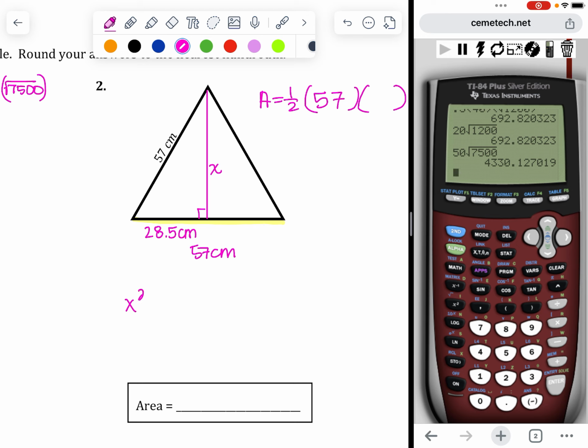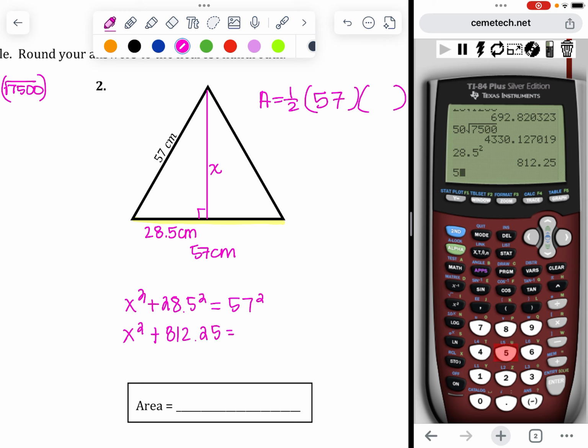So we have x squared plus 28.5 squared is equal to 57 squared. All right, so I have x squared plus, I have no idea what 28.5 squared is, so I'm going to use my calculator for help on that. And that is 812.25. 57 squared is 3249. Subtract 812.25 from both sides.